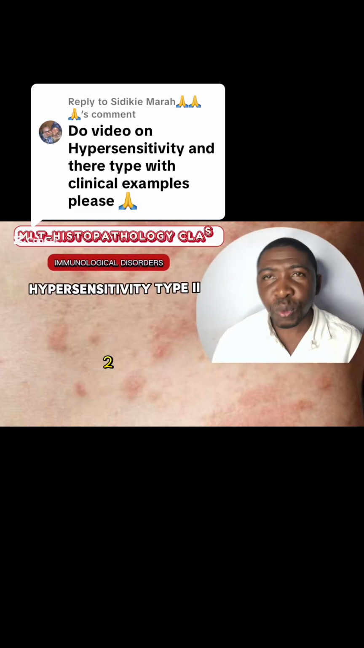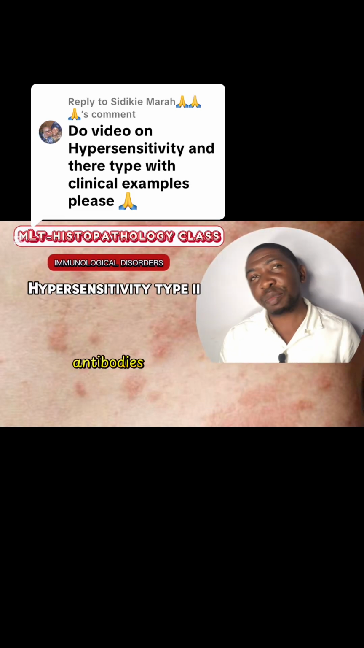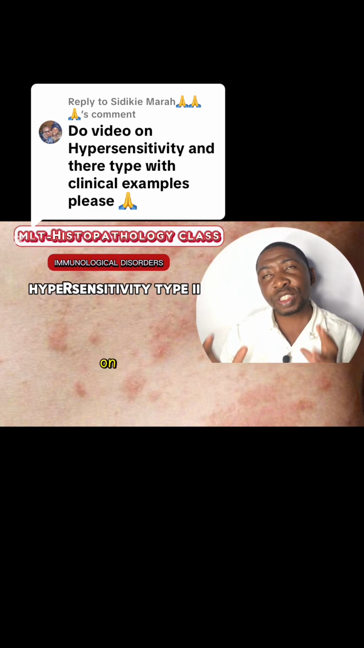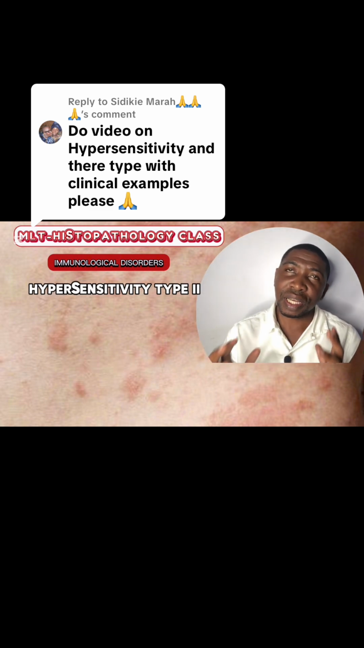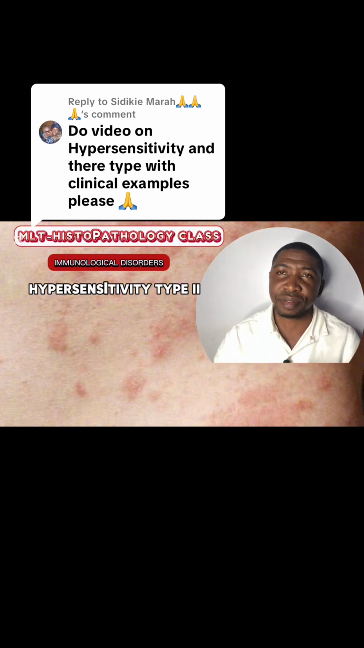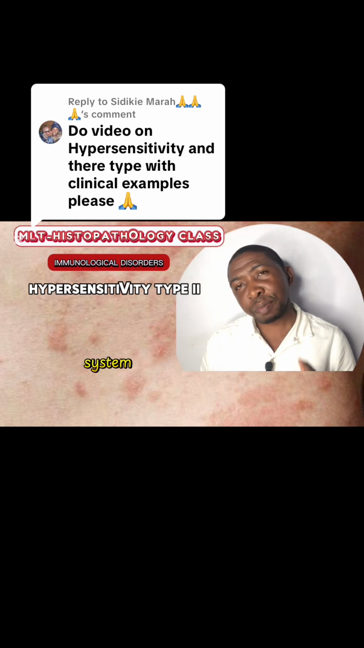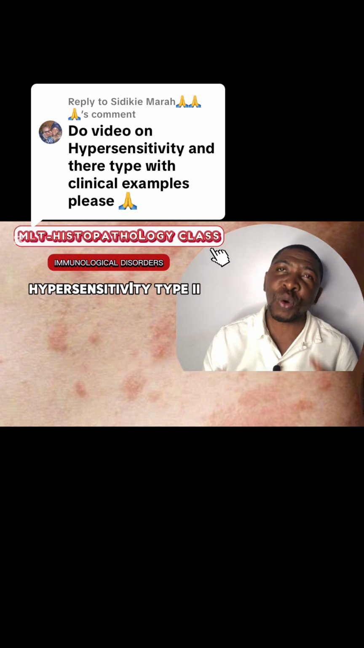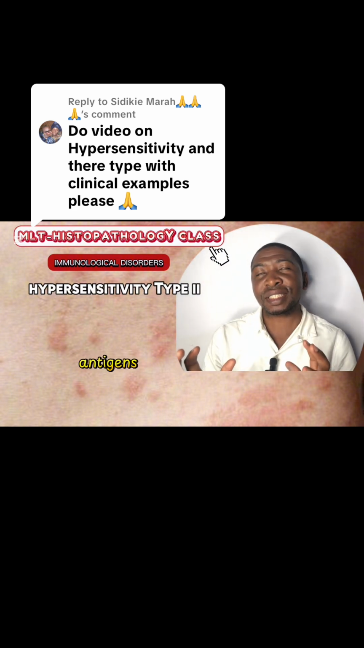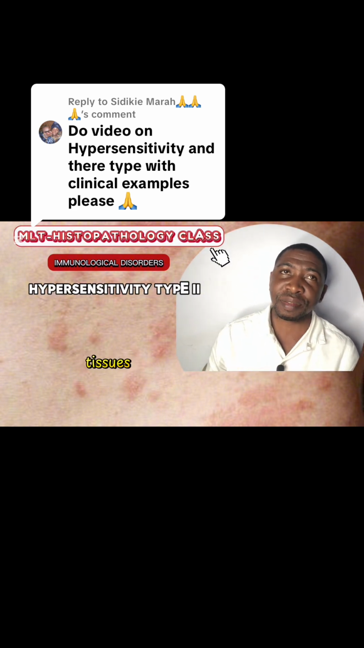So type 2 hypersensitivity is defined as a reaction by humoral antibodies that attack cell surface antigens on specific cells and tissues, hence causing lysis of the target cells. Pathogenesis. So in type 2 hypersensitivity, the immune system produces IgG or IgM antibodies that bind directly to antigens located on the surface of the cells or tissues.